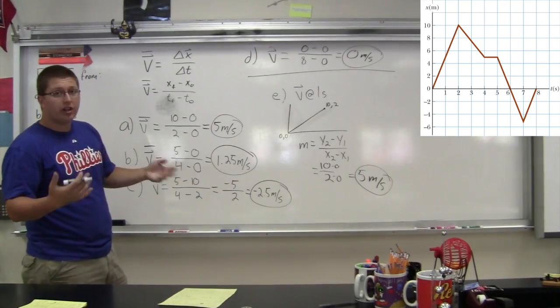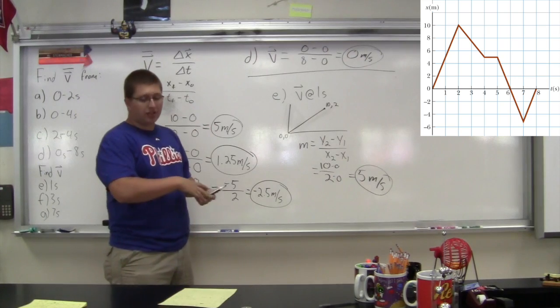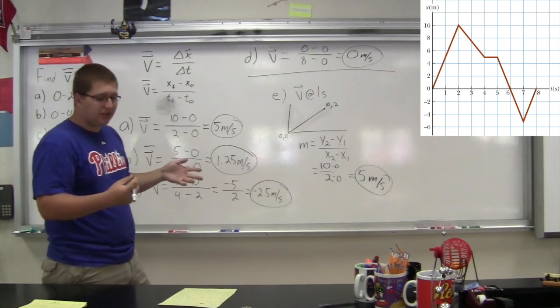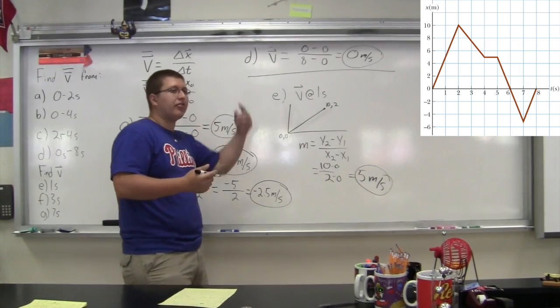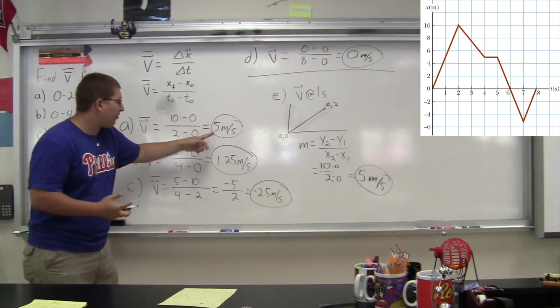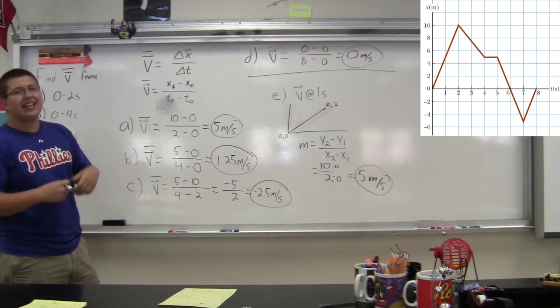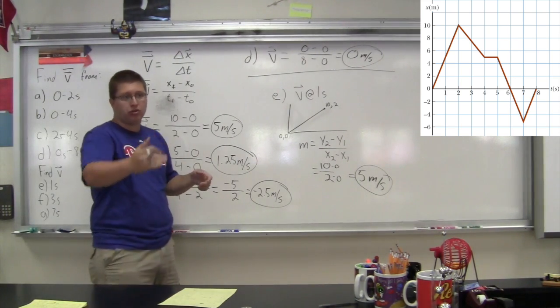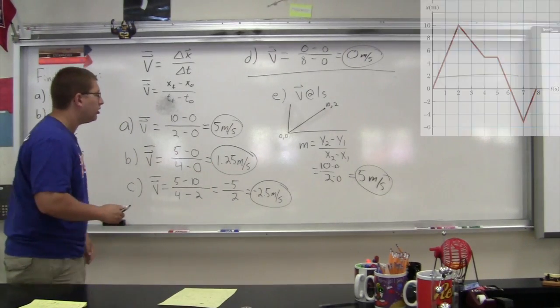The other way you could have done that was by looking at the graph and realizing that the straight line from 0 to 2 means that this object, whatever it is, has a constant velocity from 0 to 2. So if the average velocity is 5, then the instantaneous velocity must also be 5 at any point from 0 to 2. That would have also worked.